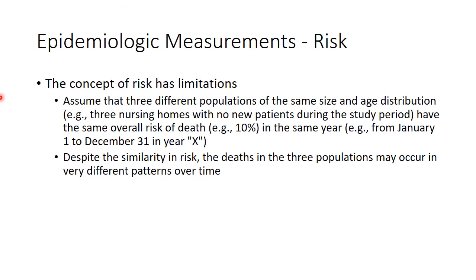And let's say they all have the same overall risk of death during the same year, so 10%. I don't know if I'd want to send my mom to a nursing home with that 10% death rate, but let's just say for our purposes here, it's 10%. And again, we're going to go from January 1st to December 31st in, say, the year 2017. Despite the similarity in risk, right, they all have a risk of 10% death during that year, if you look at the deaths in the 3 populations, they may occur in very different patterns over time.